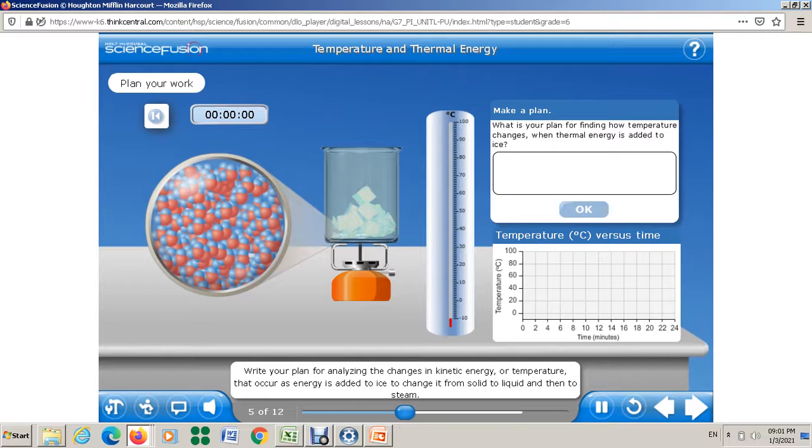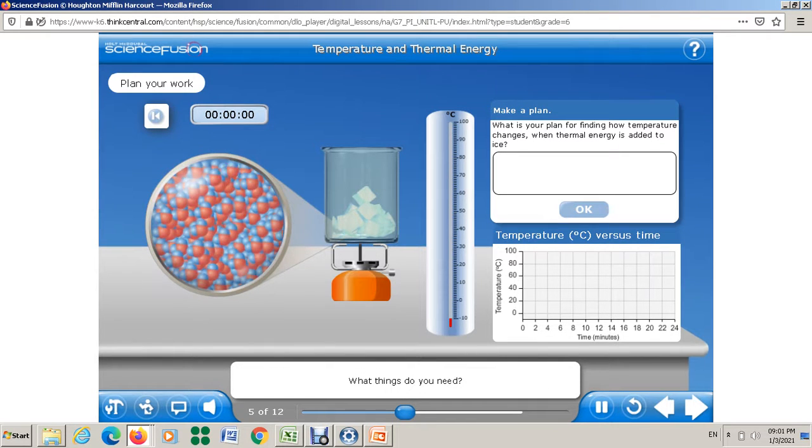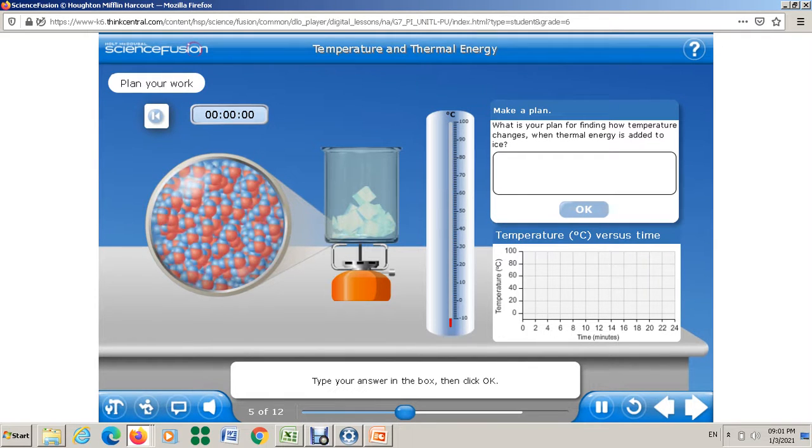Write your plan for analyzing the changes in kinetic energy, or temperature, that occur as energy is added to ice to change it from solid to liquid and then to steam. What things do you need? What actions will you perform? Type your answer in the box, then click OK.